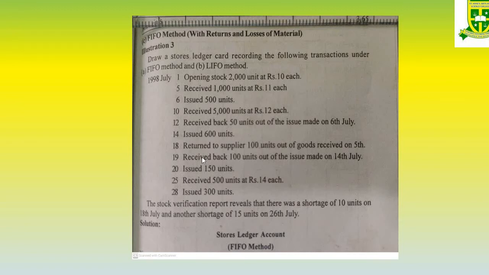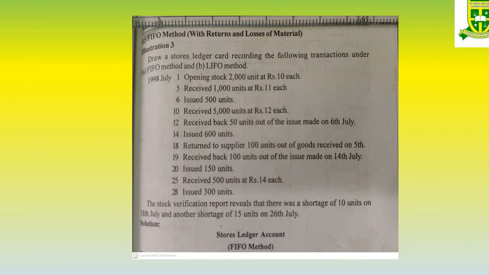Then issued, return to supplier 100 units out of stock received on 5th. We got goods from the supplier, there is a defect, so we are returning back 100 units which were received on 5th. On the 5th we received 1000 units, and in that we are returning back 100 units. Then received back 100 units out of the issue made on 14th July.